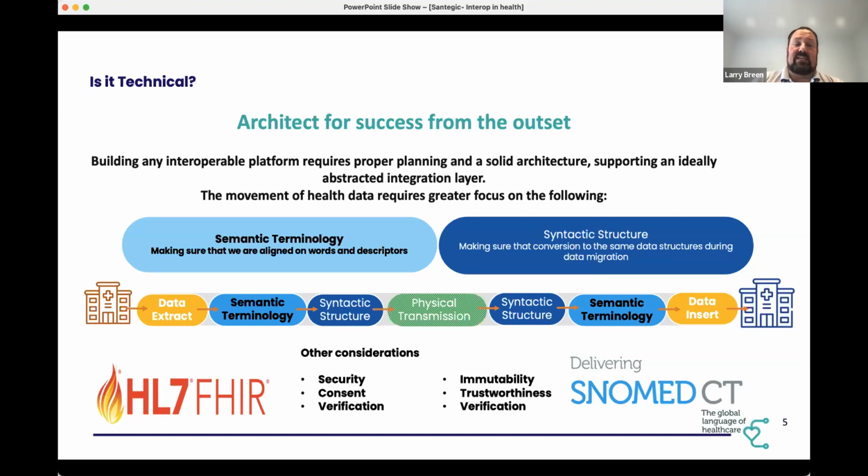We then extract that data and start looking at the semantic terminology that sits behind it. Again, we touched on it before. We need to make sure we're using the right words. We all have our own local vernaculars, even when we're talking. People up in Drogheda versus people down in Waterford will call things different things. That's just part of our everyday language.